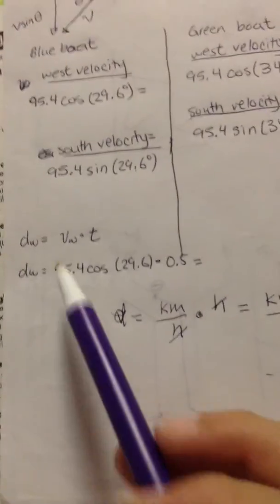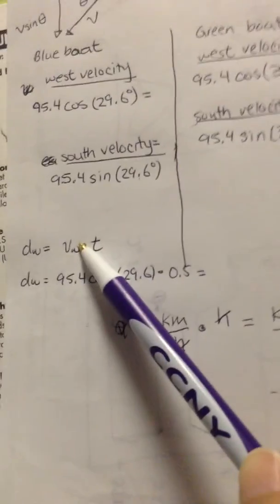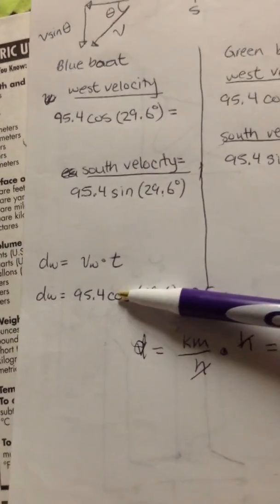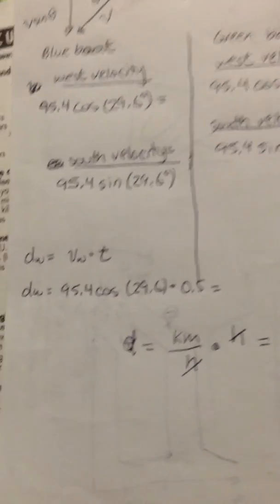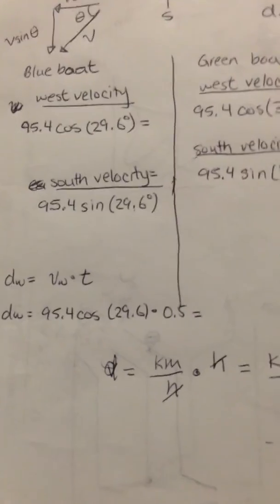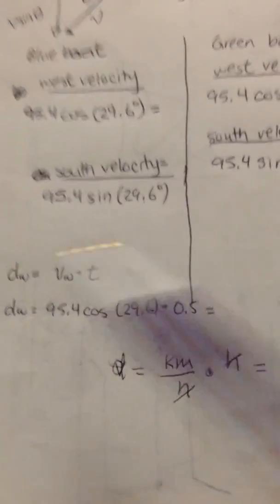So take the distance in the west direction for the blue boat and the distance in the south direction for the blue boat, subtracted from the distance in the west direction for the green boat and the distance in the south direction for the green boat. It's very simple.